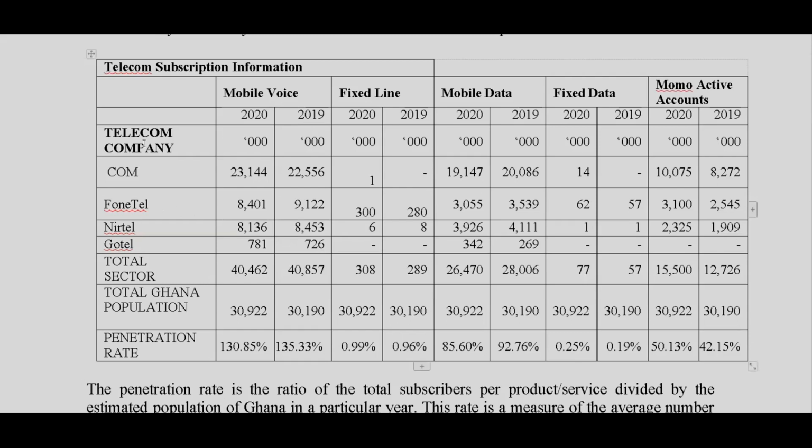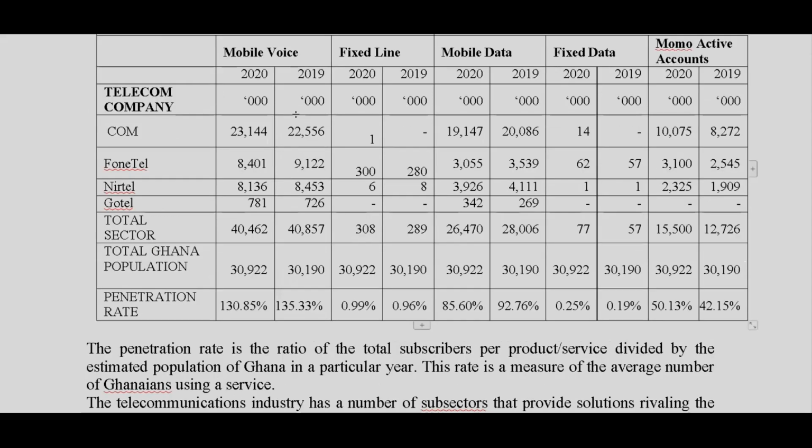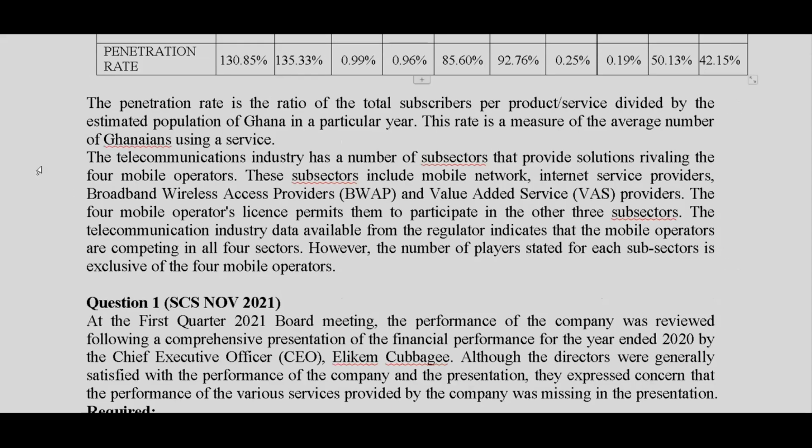So we have seen the companies, we have seen their revenue, okay? There's the market data. So we've seen their revenues. These are all in Ghana cedis. Their revenues for each of the services that they offer. Okay, so these are the various services that they offer. So we'll come to this data. So they've given some information here.